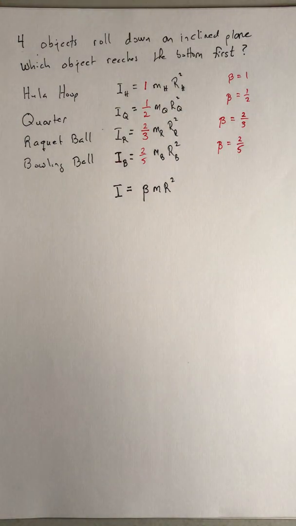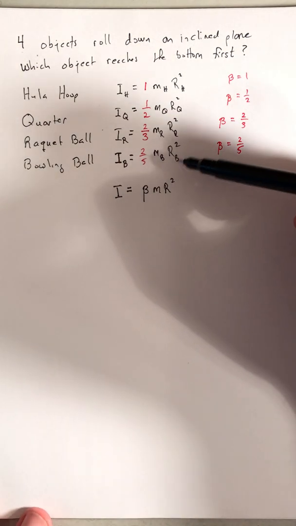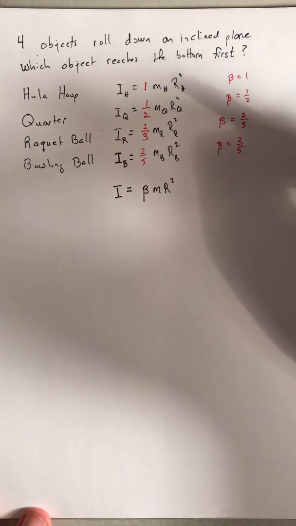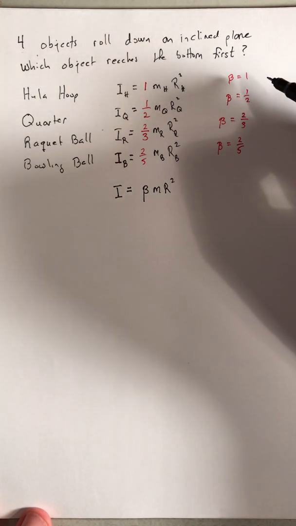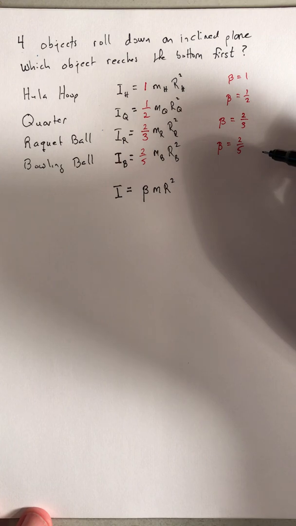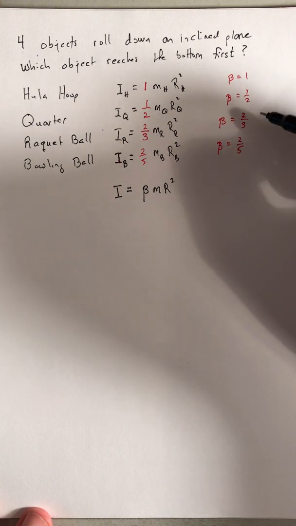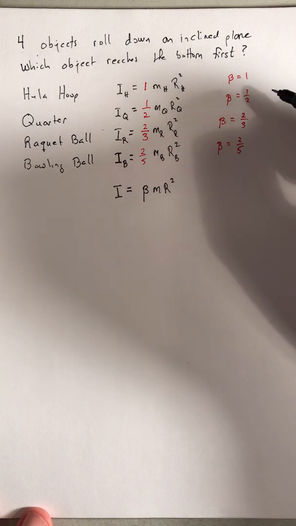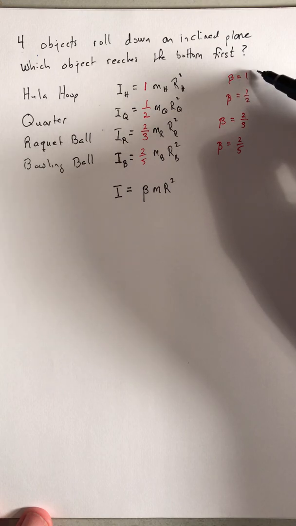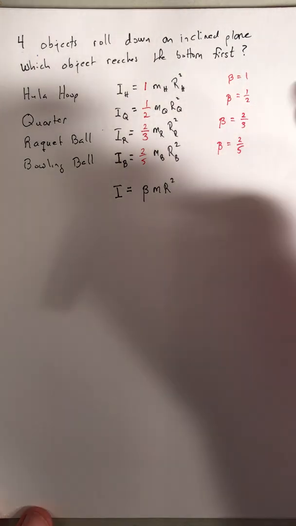And that prefactor, the beta value, is telling you something about how much of the mass of the object is along its rotation axis. So if it's a hoop, it's none of it. If it's a bowling ball, then along its rotation axis you have relatively more of its mass. So more of its mass is closer to the rotation axis than is the case for a hollow sphere. And similarly, a solid disk has more of its mass at the rotation axis than a hoop.